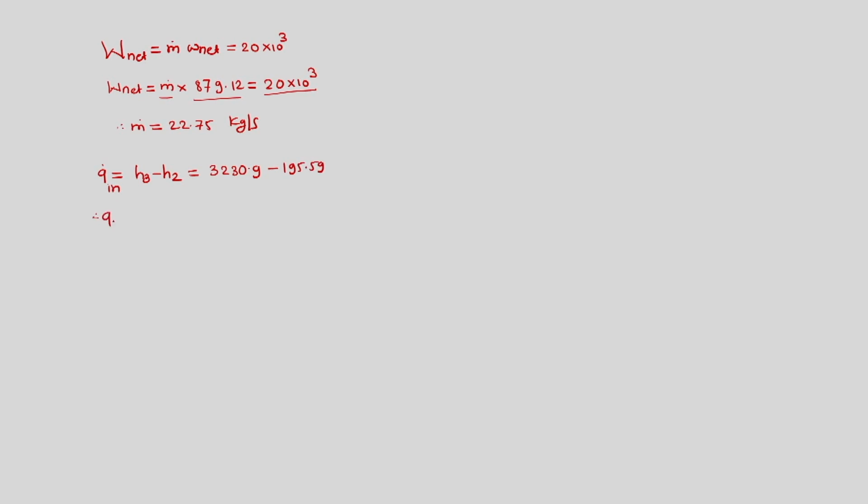195.59. So Q in for us is 3035.31 kilojoule per kg. So efficiency of the cycle is W net upon Q in. So it is 879.12 divided by 3035.31. So efficiency turns out to be 28.96%. So we can find out the cycle parameters if at all we don't have ideal components of the cycle.